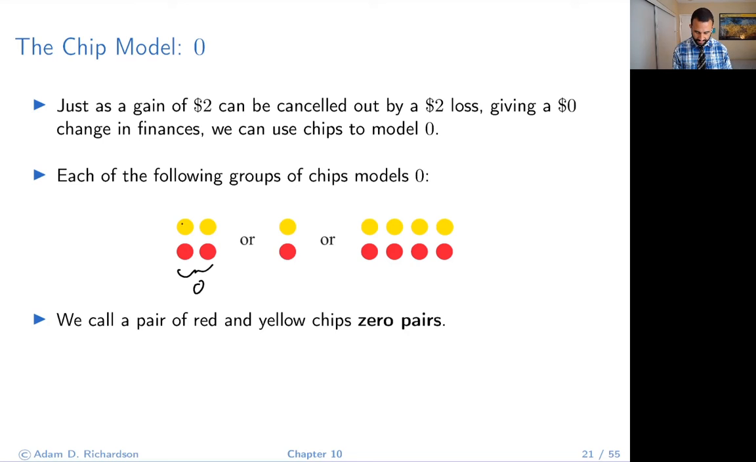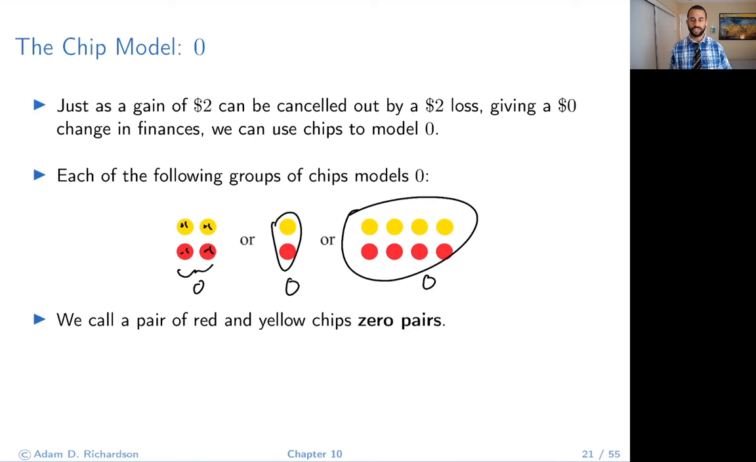Because what you have right here is a positive one and a negative one. So they cancel each other out. It looks kind of like a little face, right? They cancel each other out and you get zero. This also represents zero for the same reasoning, right? And this also represents zero. So anytime you have a pair of red and yellow chips, we call it a zero pair. That's a term that you do want to know, because this is what lets us introduce students to one of the most important, I'll say, tricks in mathematics, which is adding zero.